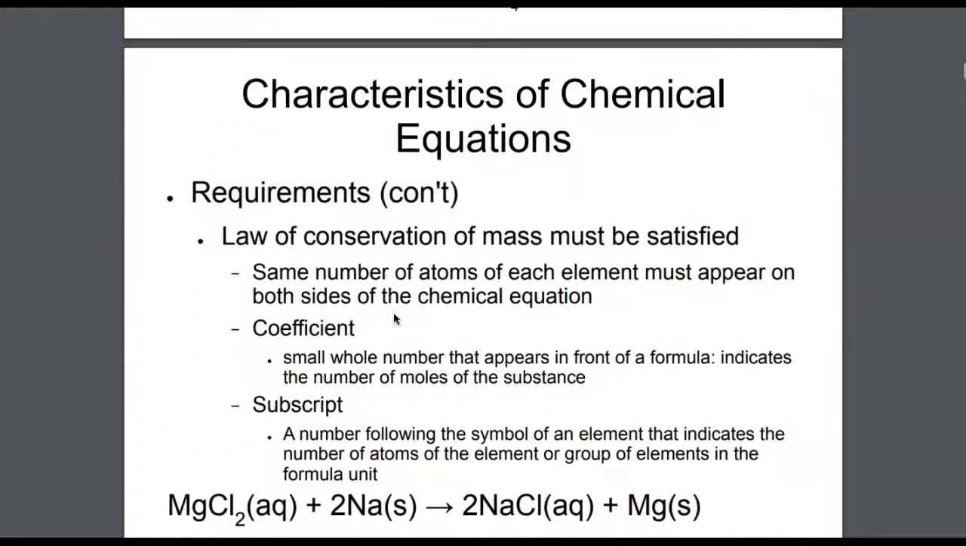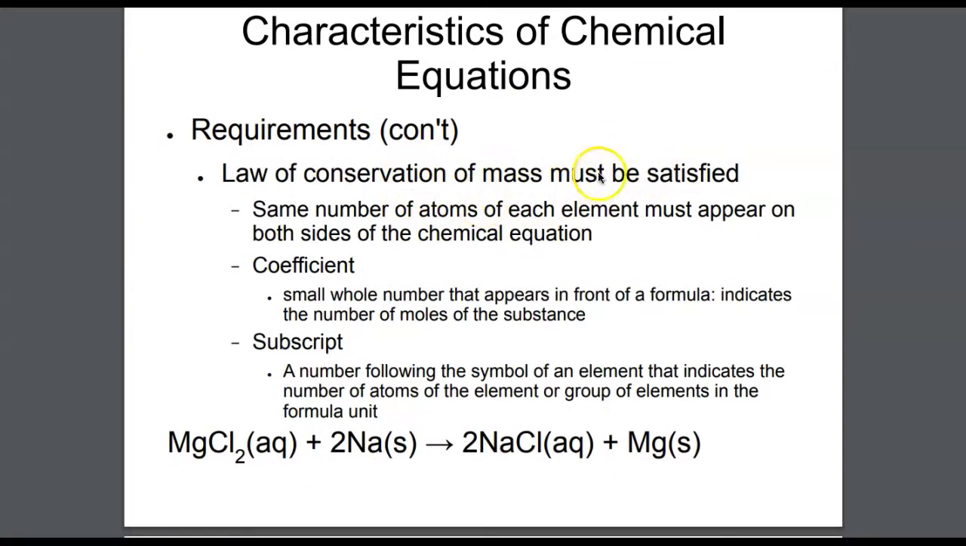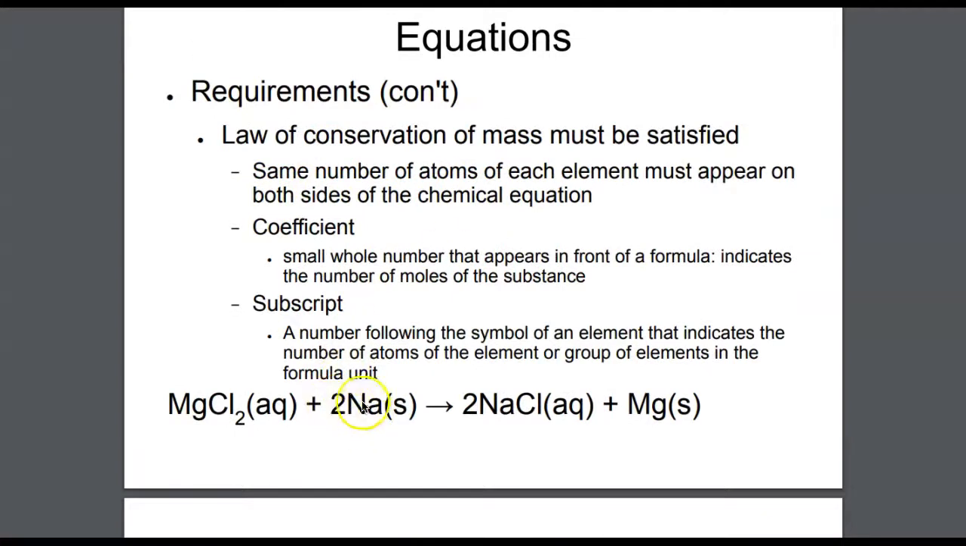So some other characteristics. The law of conservation of mass needs to be satisfied. So that means the same number of atoms of each element must appear on both sides of the chemical equation. So for example here we have 2 sodium atoms, we have 2 sodium atoms. We have 2 chlorine atoms because that 2 distributes just to the chlorine there. And we have 2 chlorine atoms on the product side. So it's important that we have the same number of atoms on each side. And that's essentially what balancing equations is all about, making sure that we have the same number of atoms of each particular type of element on both sides of the equation.